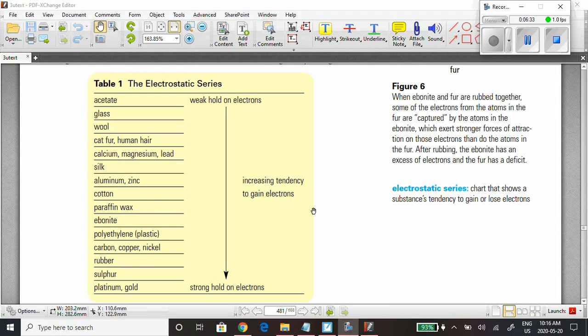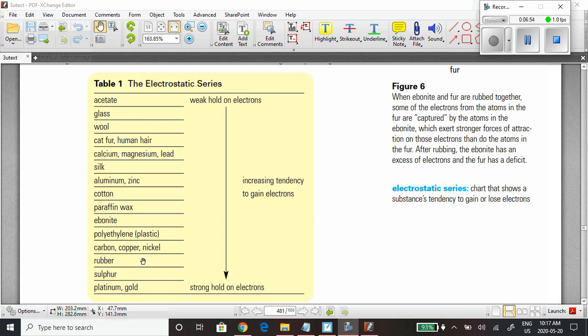So here we are on page 427 in the textbook, table 1, the electrostatic series. So materials up here, acetate, glass, wool, fur, human hair, have a weak hold on electrons. Things down here like rubber, plastic, things like that, have a stronger attraction for electrons.